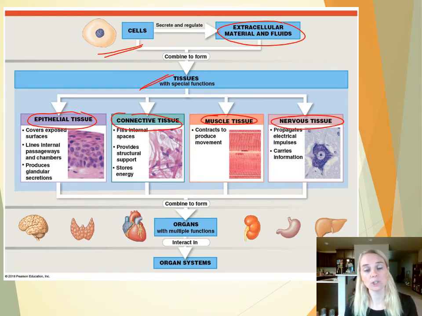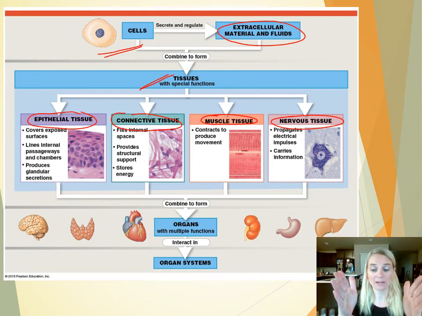Then we have muscle tissue, which is unique to contraction. So it's really the only tissue that has the ability to actively get shorter. That's what contraction means. And there's 3 types. So skeletal muscle, cardiac muscle, and smooth muscle.